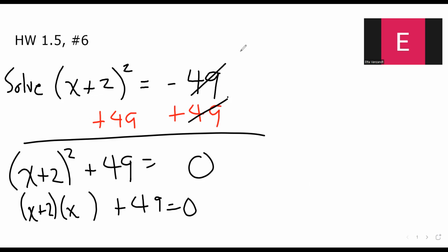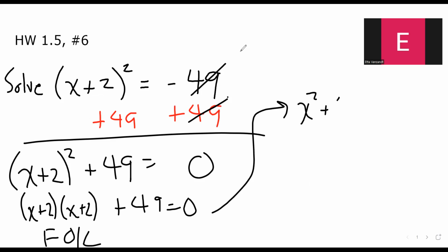Do you know what I mean when I say FOIL? Yes. Okay, so let's pretend you FOIL this, and you would end up getting x squared plus 4x plus 4. I'm going to speed through that. And we still had the plus 49.